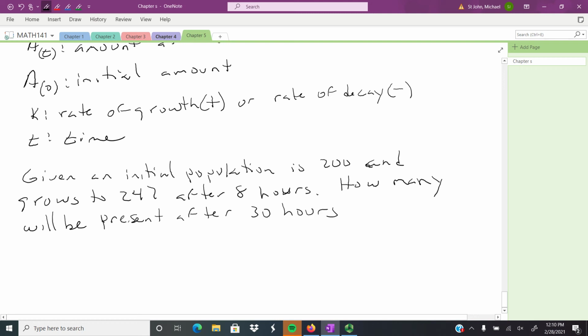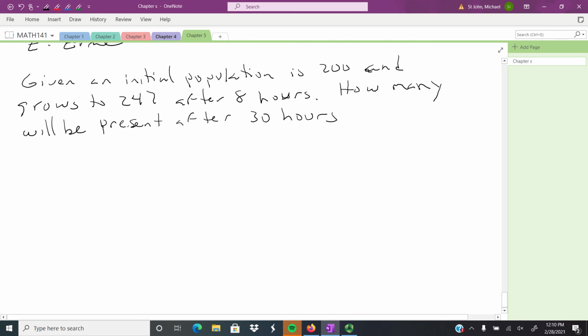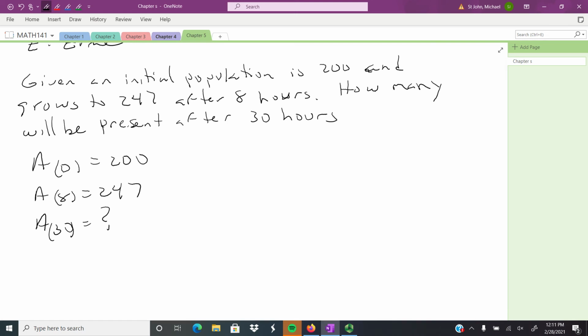So how do we solve this? Well, let's look at what we know. We know that A naught is 200. We know A sub 8 is 247, and A sub 30 is what we want to find. So right now we don't know the k value. We don't know the rate at which it's growing, but we have enough information to find it, because we have 247 is going to equal 200e to the 8k. So we can solve this for k.